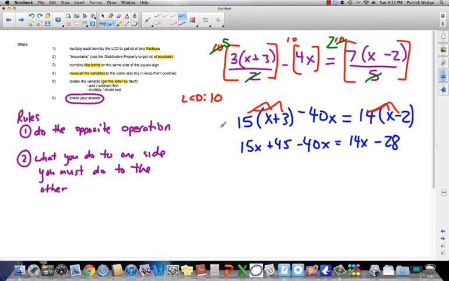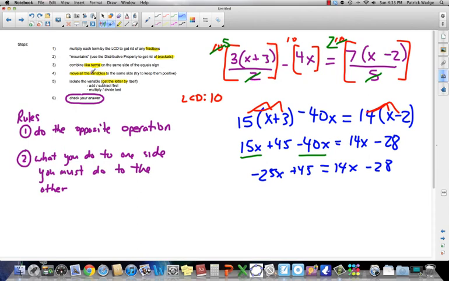Next step, combine like terms. Do you see any like terms? How about on the right? Nope. On the left? Yes. We have this and this, including the sign in front. So 15x take away 40x is negative 25x. We still have plus 45 equals 14x minus 28.